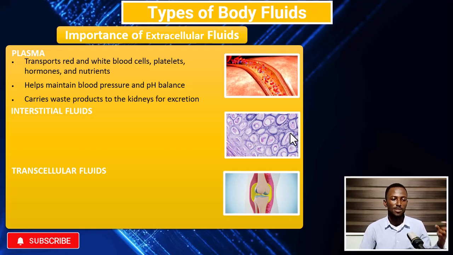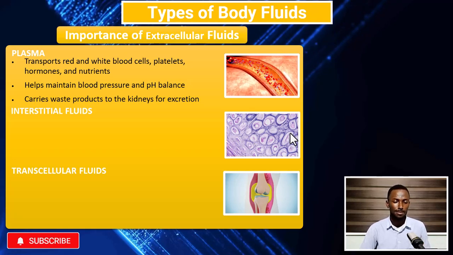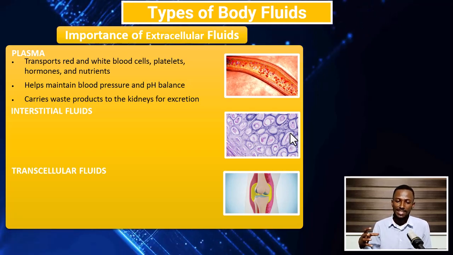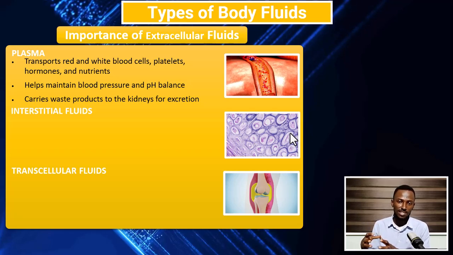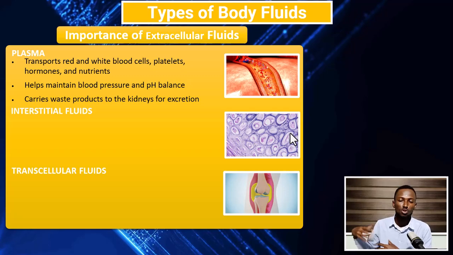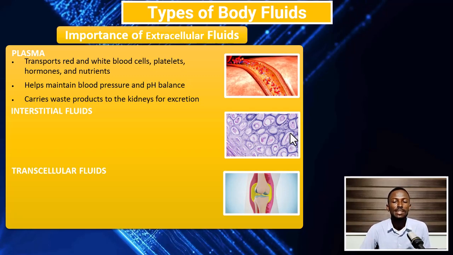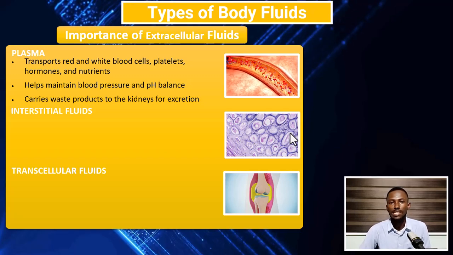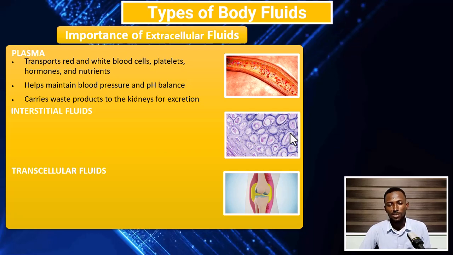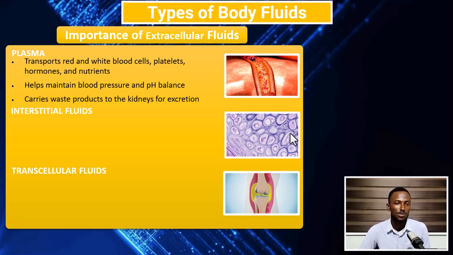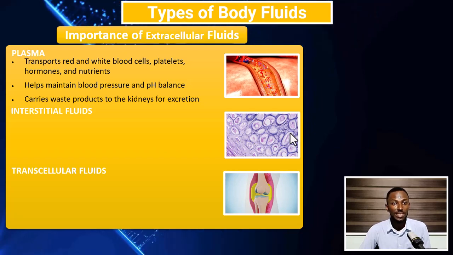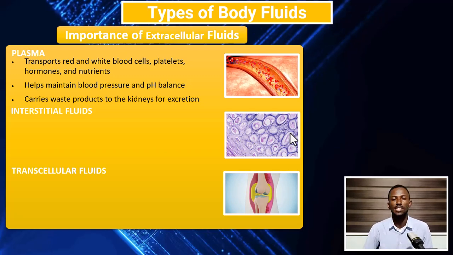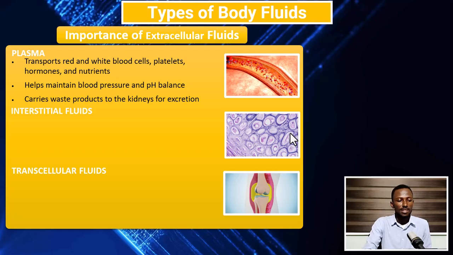It helps in transporting red blood cells, white blood cells, blood platelets, hormones, and nutrients. So like you see on the screen, you see that the blood plasma contains all of these important substances and then transports them throughout the whole body. And it helps in maintaining blood pressure and pH balance. And by means of the blood plasma, waste products are carried to all organs that need to excrete this waste product from the body. And also important nutrients and substances are carried to tissues and organs that need them by means of this blood plasma.